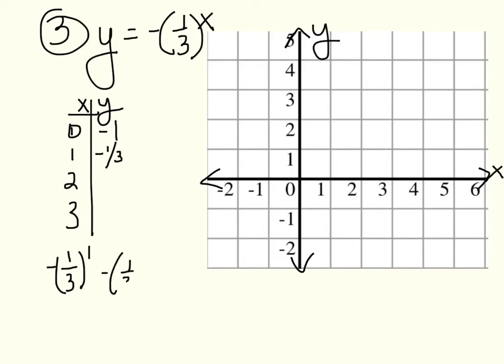Now we're going to plug in 2. 1/3 to the second power is 1/9, so this is going to become -1/9. Then we times it by a third again. It's going to become -1/27. So when we graph this, 0, -1, 1 negative a third, 2 negative a ninth, negative 1/27th. You'll notice it'll keep getting closer and closer to the x-axis, but it will never cross. So your graph would look something like this. And that's how you draw it.